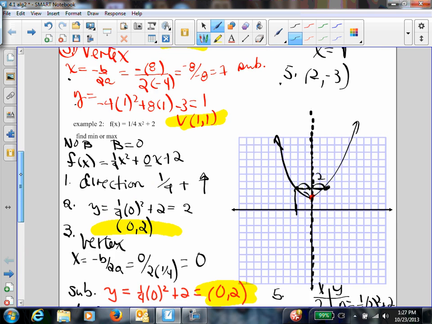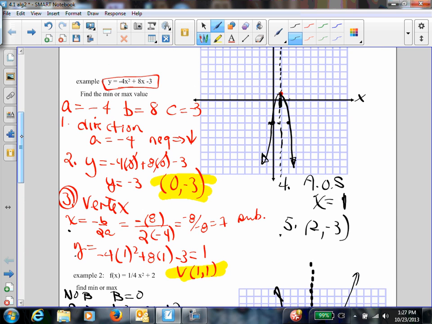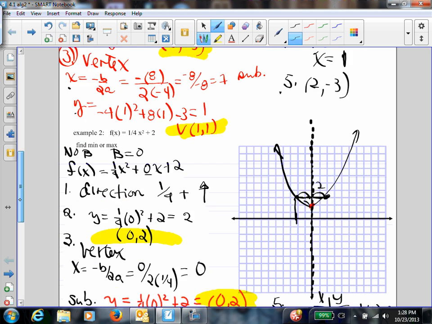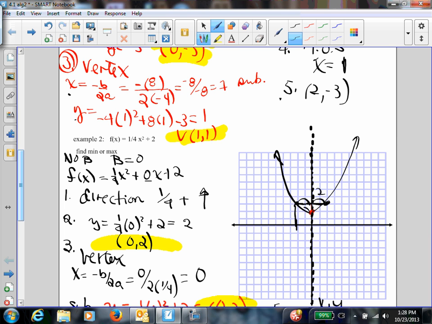All right, let's look at the next one. Oh, and let's talk about maxes and mins. Do I have a max or a min in this problem? A max. What is the maximum value? It's the y value. The maximum value is your y value. Okay? How about this one? Max or min? Minimum, right? I have a minimum value.